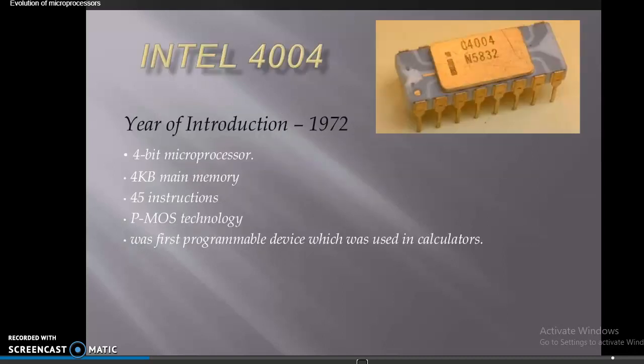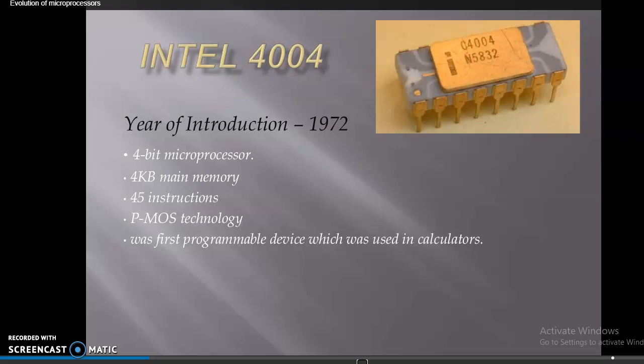So this is Intel's first microprocessor. Its name is Intel 4004. It processes only 4 bits at a time, so it is called 4004. In the year 1972, Intel introduced this 4-bit microprocessor. It could process only 45 instructions. It was the first programmable device, which was used in calculators.